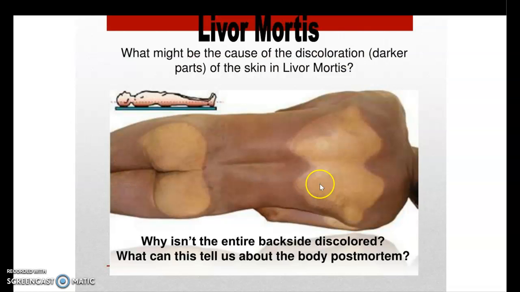Here's some more blanching of the skin of someone who was more than likely on their back at the time of death. You can see around the buttocks and the curvature of the thoracic portion of the back, where the person was more than likely lying down in a supine position, and that's why the entire backside isn't discolored.